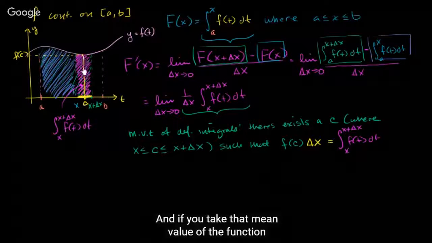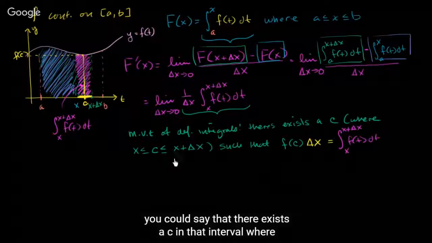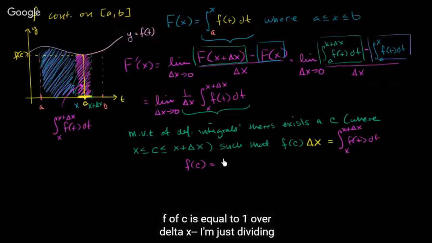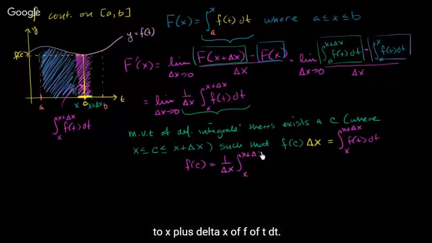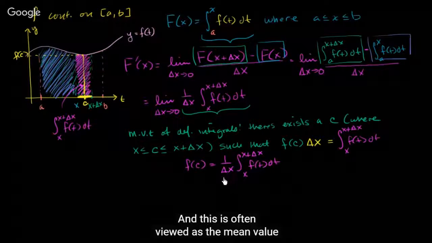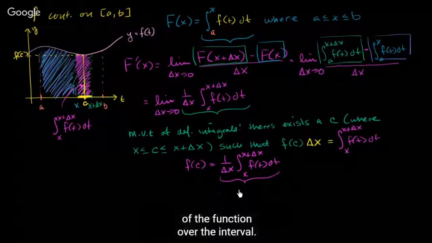And if you take that mean value of the function and you multiply it times the base, you're going to get the area of the curve. Or another way of rewriting this, you could say that there exists a c in that interval where f of c is equal to 1 over delta x, I'm just dividing both sides by delta x, times the definite integral from x to x plus delta x of f of t dt. And this is often viewed as the mean value of the function over the interval.